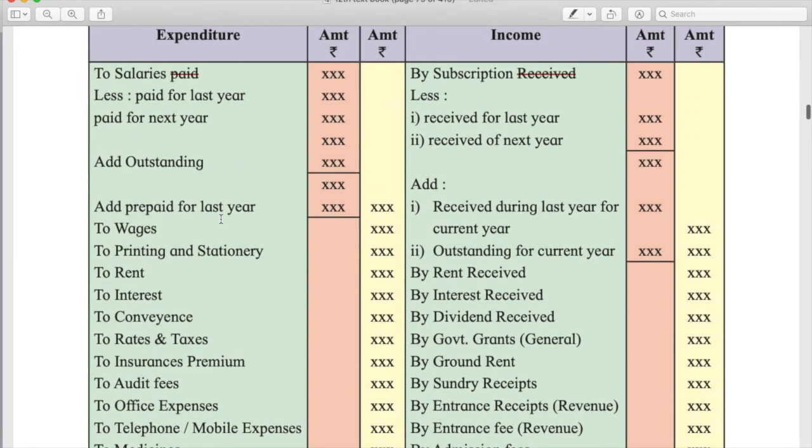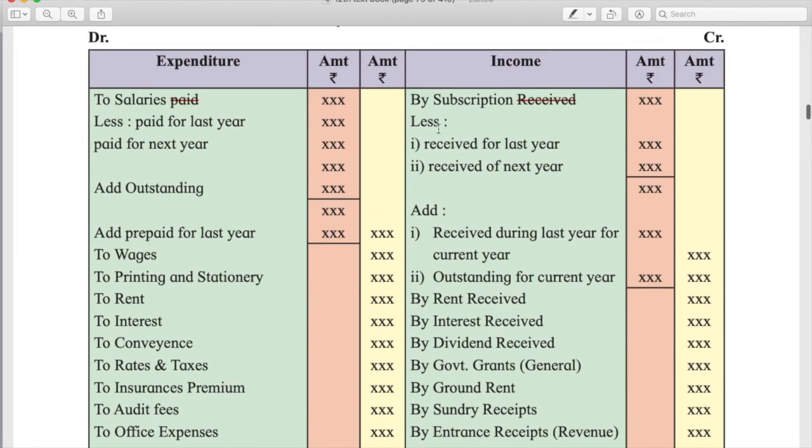Alright. Then on the credit side, same way, you can see less received for last year. So anything which is received for last year will be less. Received for next year, anything which is received for next year will be less. Received during last year for current year, meaning it was received last year as an advance related to current year, for this it will be added. Okay, so what I explained through the chart just now applies again to income also. The same way we saw for salaries, the same concept applies on income also. So add outstanding for current year.